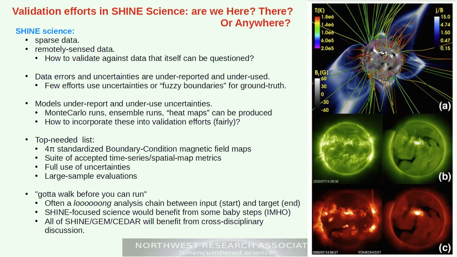Our top needed list in SHINE science is 4π standardized boundary condition magnetic maps, so that we are all on the same playing field and agree on it. A suite of accepted time series and spatial map metrics. For some of the dichotomous types of events, there is now a well-developed suite of skill scores and evaluation metrics that we're starting to know how to use. But for these spatial maps and temporal sequences, we're really not there yet. Full use of uncertainties and large sample evaluations.